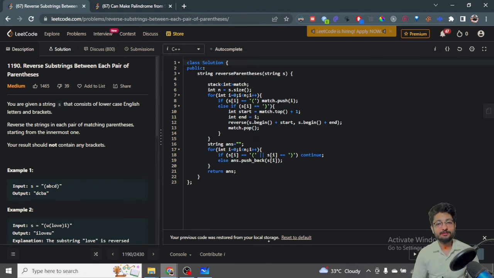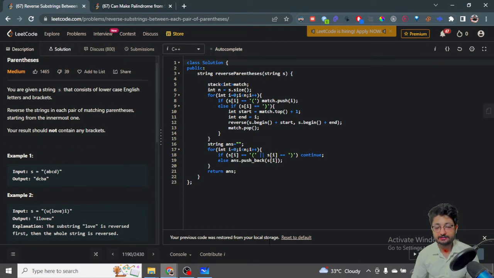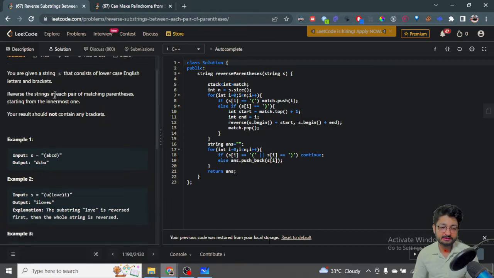Hello everyone, so in this video let us talk about a medium level problem from LeetCode. The problem name is reverse substring between each pair of parentheses. The problem statement goes like this: you are given a string s that consists of lowercase English letters and brackets. Now you have to reverse the string in each pair of matching parentheses starting from the innermost one.